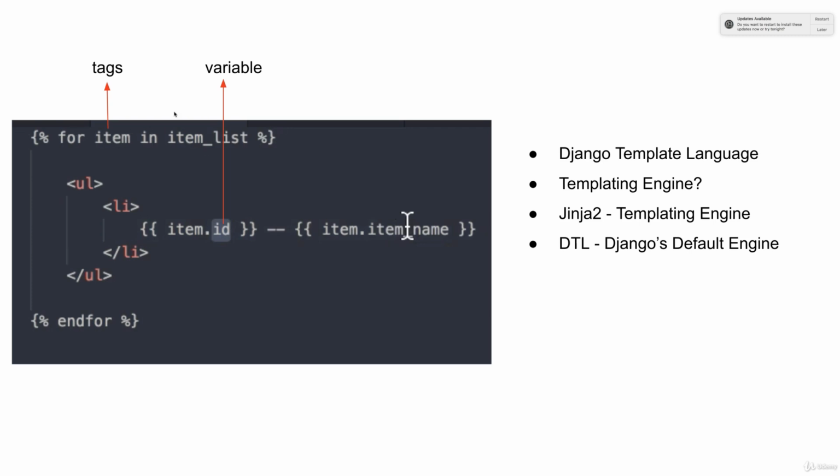We will be using the Django template language a lot in the upcoming lectures whenever we design these templates. These are the only two things you need to remember for now in case of Django template language: how to define the variables and how to define the control flow using these tags right over here.